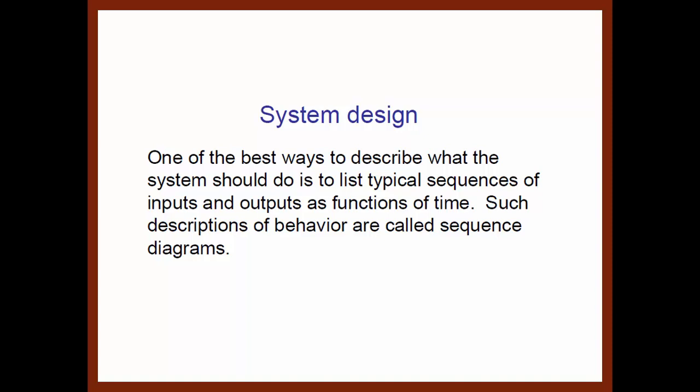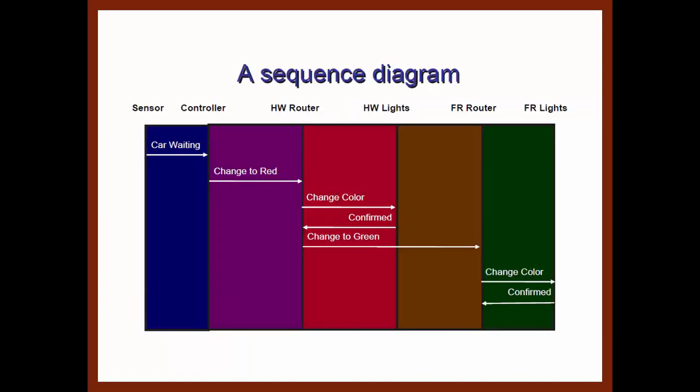In system design, one of the best ways to describe what the system should do is to list typical sequences of inputs and outputs as functions of time. Such descriptions of behavior are called sequence diagrams. So on the next slide, I'm showing you one of those sequence diagrams.